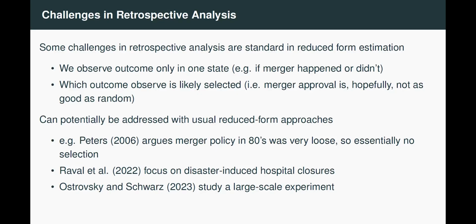And for those problems, we can address them, at least potentially, with some of the same tools that come up in other applications of retrospective analyses. For instance, Peters argues that mergers in the 1980s were super loose, so he wants to make the argument that selection's not a big deal. Raval et al. focus on disaster-induced hospital closures to look at diversion ratios. And we've already heard about experiments. Another example of experiments is Ostrovsky and Schwartz studying a large-scale auction experiment with reserve prices.